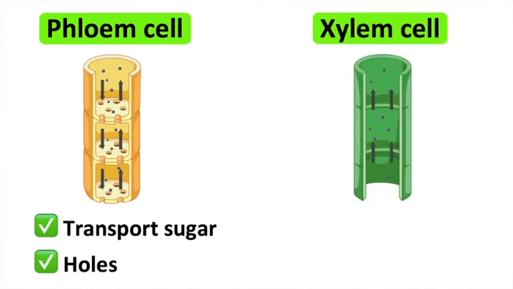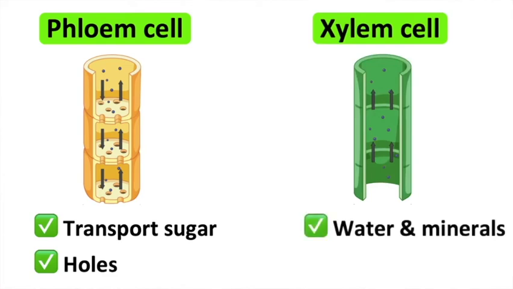Xylem cells. These are plant cells that build the transport system for water and mineral salts. These cells are strengthened with a hard substance called lignin. The reason for this is because it helps the cell withstand changes in the pressure of water.